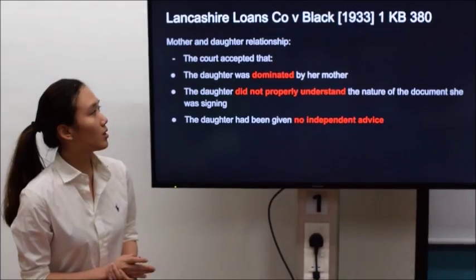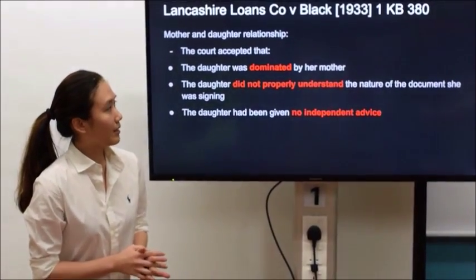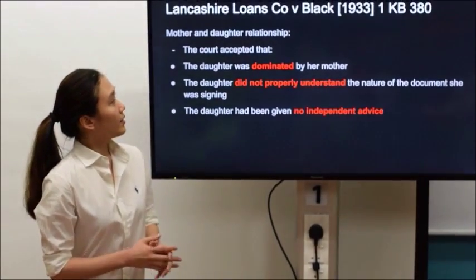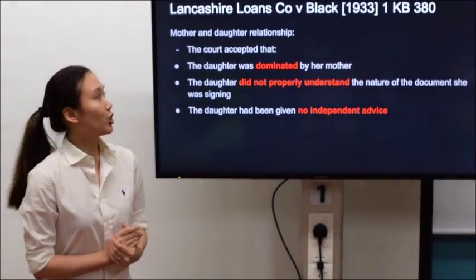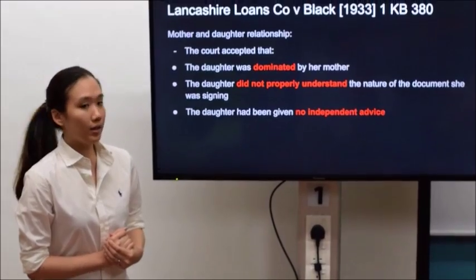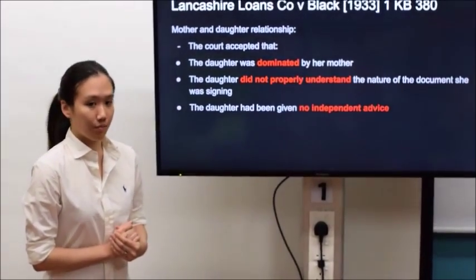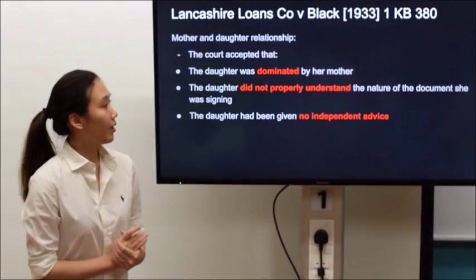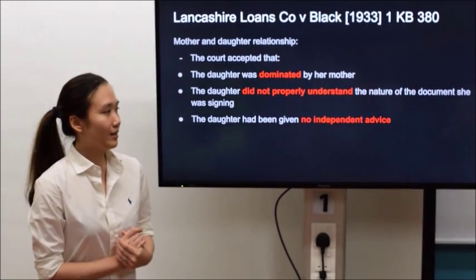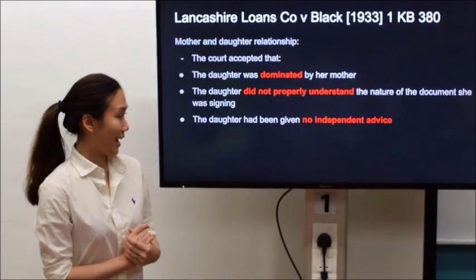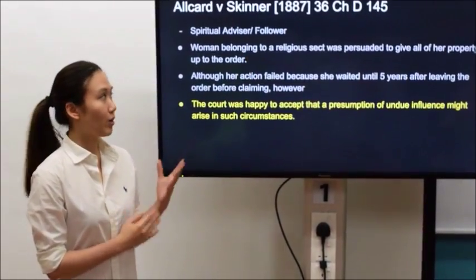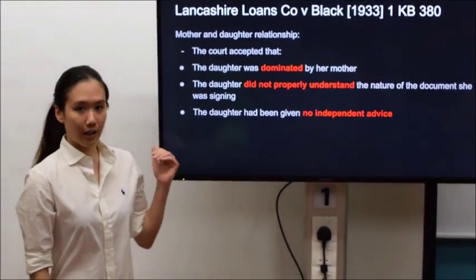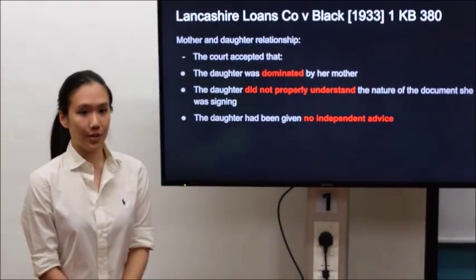In Lancashire Loans Co. against Black, 1933, this case illustrates an example of a mother and daughter relationship. The court accepted that the daughter was dominated by her mother. The daughter did not properly understand the nature of the document she was signing, and the daughter had been given no independent advice. And this is one of the examples of Class 2A presumed undue influence.